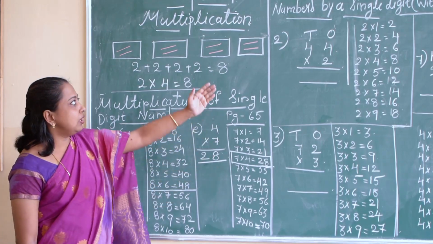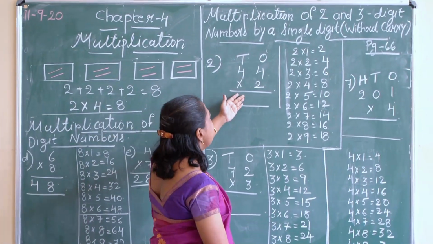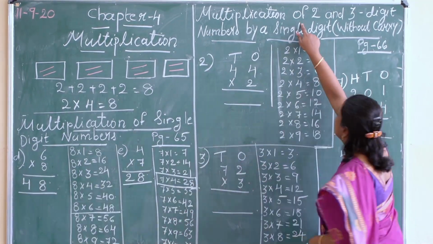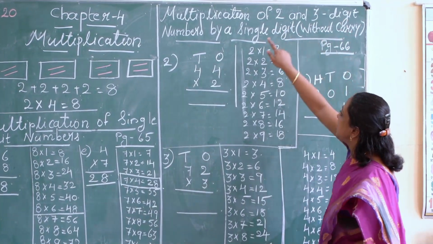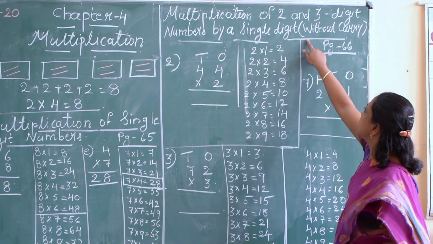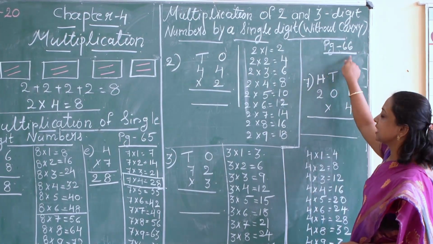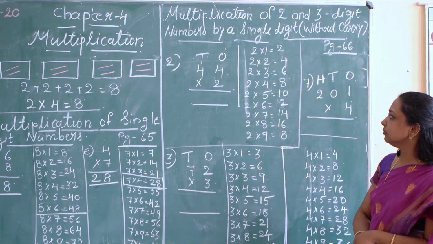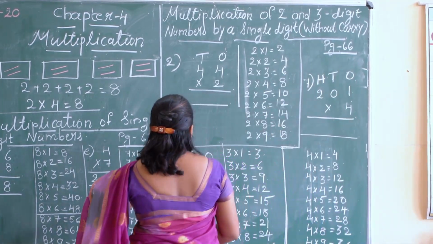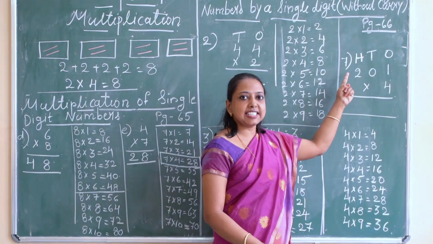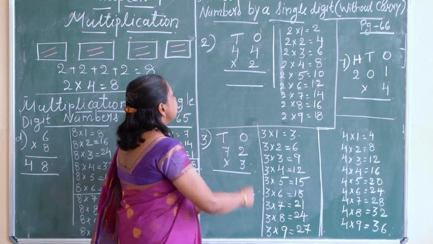Now let's solve the next exercise. The topic is multiplication of 2 and 3 digit numbers by a single digit number without carry. It is on page number 66. We will solve question number 2, 3 and 7. First question.